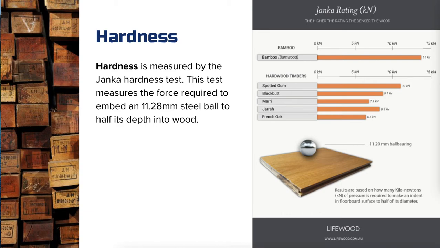Next, we have hardness. Now, hardness is measured on a scale known as the Janka rating, or the Janka hardness test. This is a test that's been designed, and they've been using it for years. They effectively get a steel ball bearing, looks like a marble, you can see it on the screen there, and they push it into the timber until it's been embedded to half its depth. So if the timber is 20 millimeters thick, they push it in 10 millimeters, and they measure how much force is required to push it in. That then gives us an idea of how hard these species are.